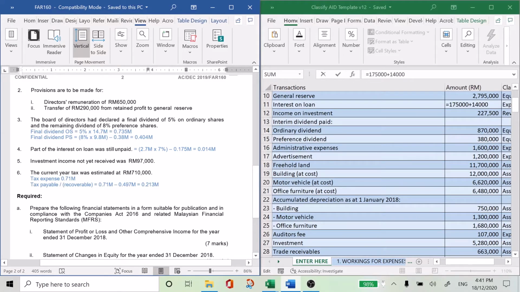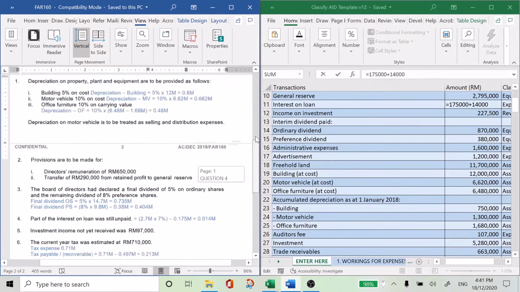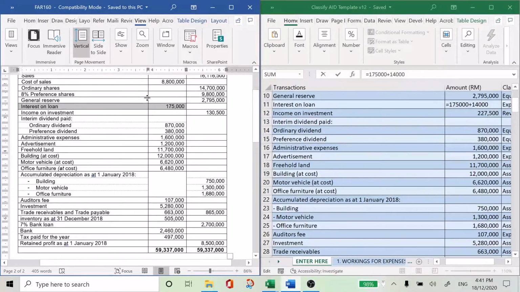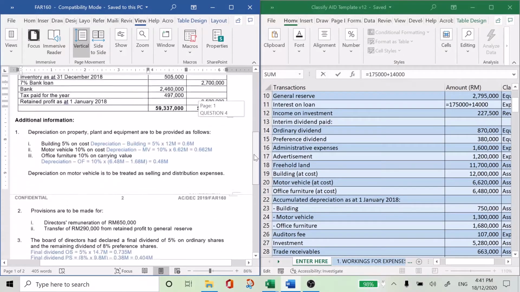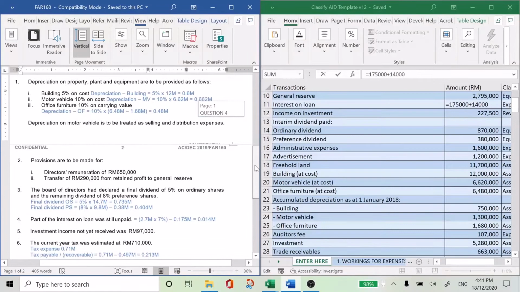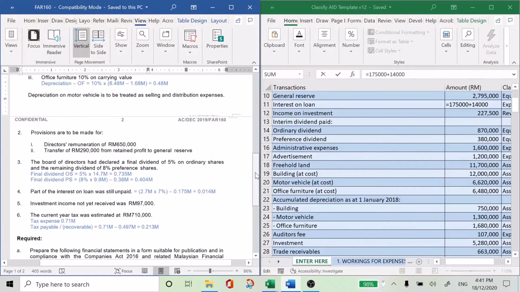So far, they have recorded investment income of 130,500 ringgit, but there is still an amount not yet received of 97,000. So we already earned this revenue, so we have to record this revenue. We are going to adjust our income on investment here.